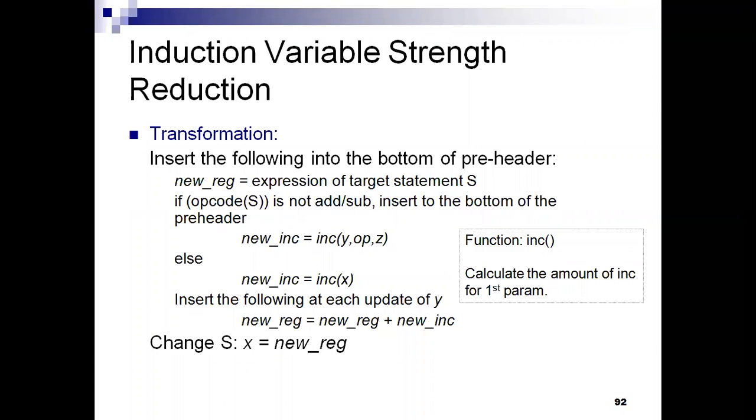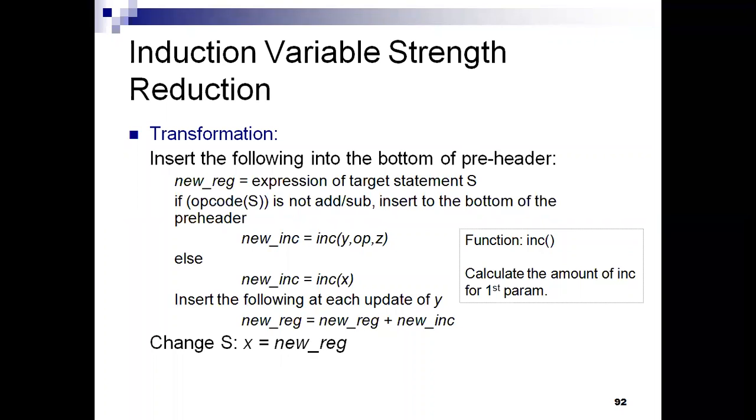Here a variable x is called an induction variable of loop L. The value of the variable changes every time, that is, it is either decremented or incremented by some constant. And here we insert the following into the bottom of the pre-header. We know what the header and the pre-header are. Now we use a function like inc. The inc function is nothing but an increment of some variable, and with that function we calculate the amount of increment for the first parameters.